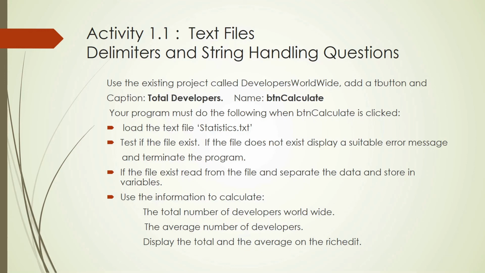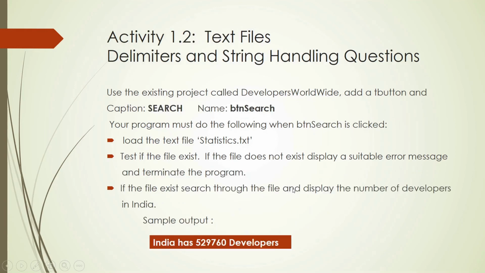Let's look at the next activity. Activity 1.2. Using the same project called Developers Worldwide, add a TButton and a caption and call that caption Search. Rename it to btnSearch. Your program must do the following when btnSearch is clicked. Load the text file statistics.txt. Test if the file exists.